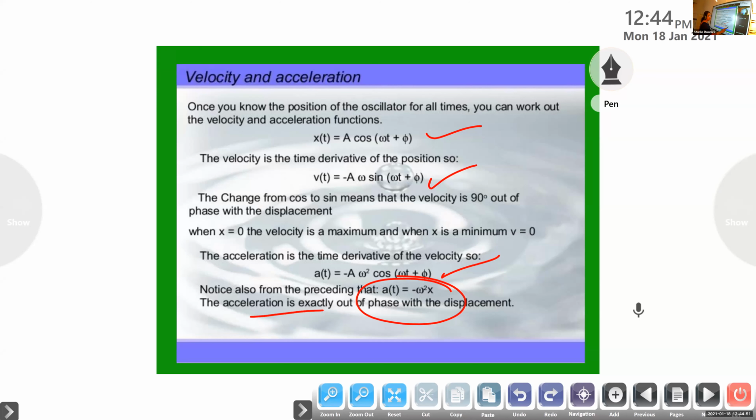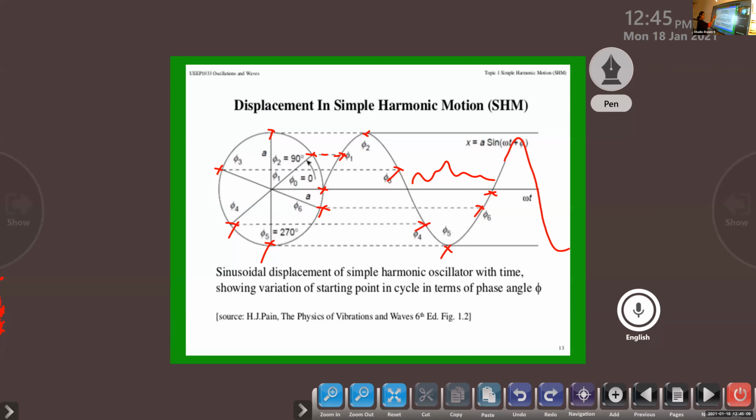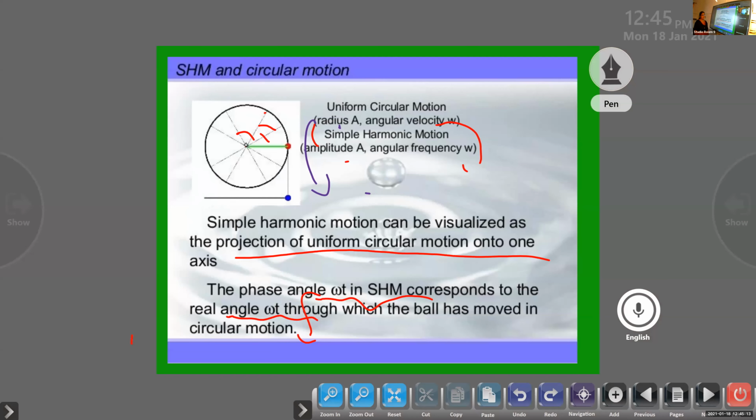Why is it happening? Because acceleration is directly proportional to the displacement, and it is also directly proportional to the force. Here, the force is acting in the uniform circular motion towards the center. That is the centripetal force. Okay, so that is about uniform circular motion.